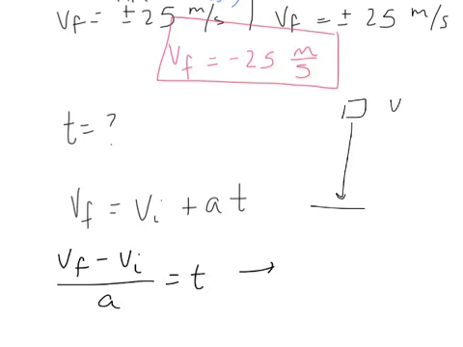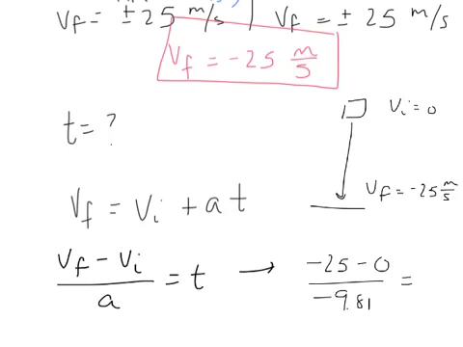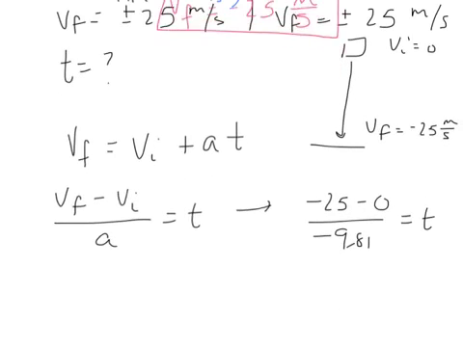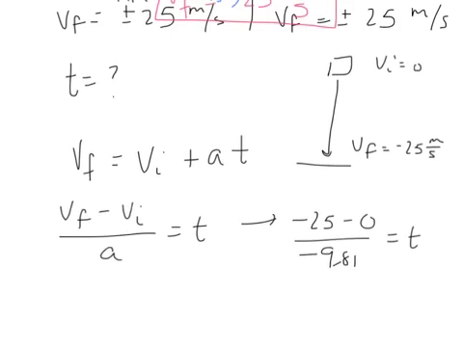So our VI is going to be 0, even though our VF a minute ago was negative 25 here. Okay? So what we end up getting for this problem is negative 25 minus the 0 all over negative 9.81. And that's the time it's going to take for the object to return to the ground from its maximum height. And what we'll notice here is that it turns out to be exactly 2.55, the same answer as we had earlier for the time it takes to get up to max height.